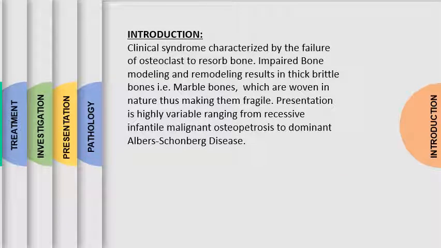Here we are with another brand new lecture on osteopetrosis. It is a clinical syndrome characterized by the failure of osteoclasts to resorb bone. Impaired bone modeling and remodeling results in thick, brittle bones, i.e., marble bones, which are woven in nature, thus making them fragile. Presentation is highly variable, ranging from recessive, infantile malignant osteopetrosis to dominant, Albers-Schoenberg disease.